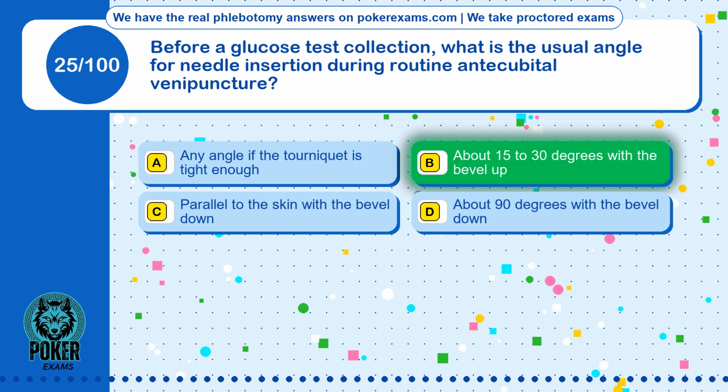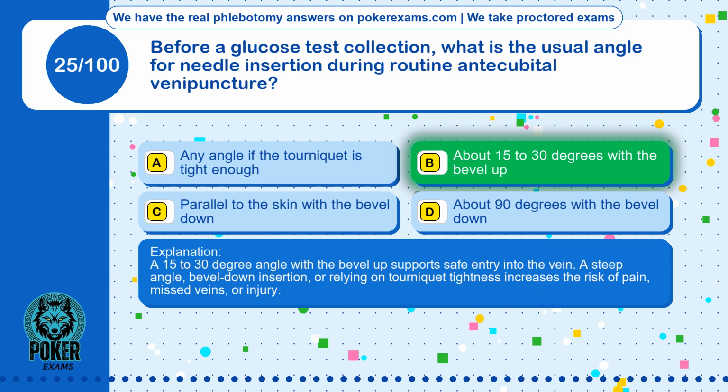The correct answer is option B. About 15 to 30 degrees with the bevel up. A 15 to 30 degree angle with the bevel up supports safe entry into the vein. A steep angle, bevel down insertion, or relying on tourniquet tightness increases the risk of pain, missed veins, or injury.